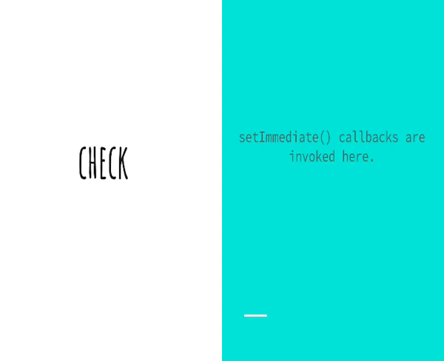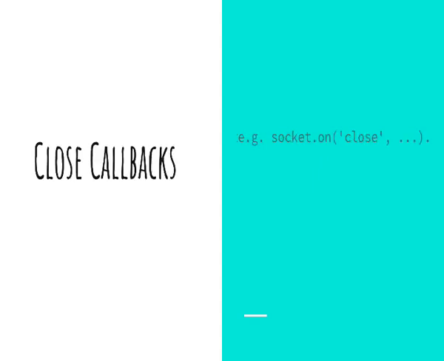Second from last is check, which is where setImmediate callbacks are invoked, so that's when they're actually called. And our close callbacks, and these are when we're closing a network connection or a disk resource.